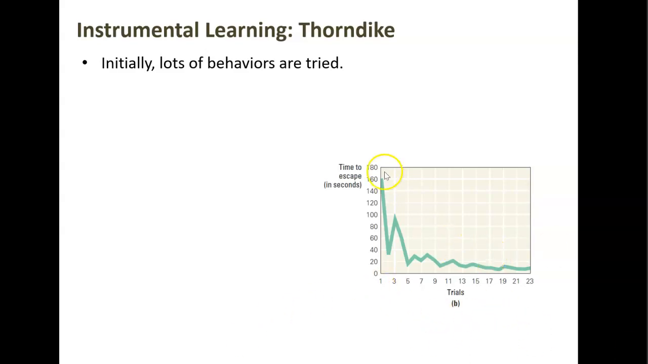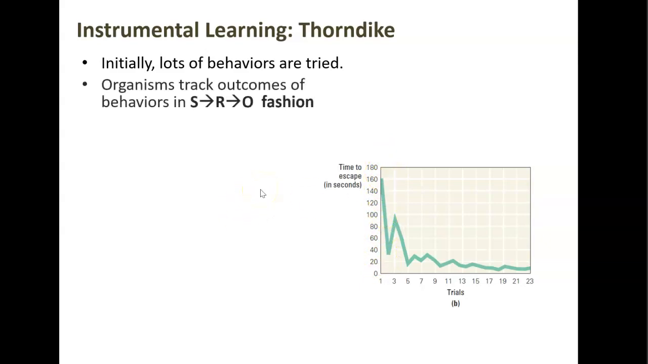And Thorndike has this graph of, he would put the cat in the puzzle box, and on the first trial, the first time they're in the box, it takes them a long time to escape. It takes them a while to accidentally stumble on that lever. But eventually organisms will begin to track the outcomes, right? All of those scratching, clawing, sticking the paw through the slat behaviors were getting frustrated. They were not getting the desired outcome.